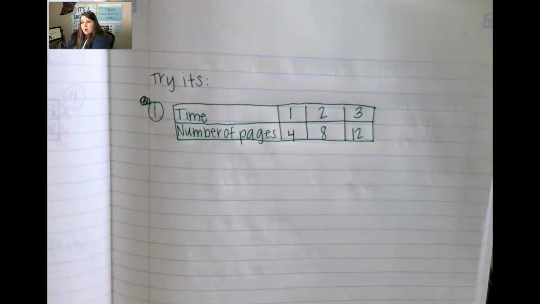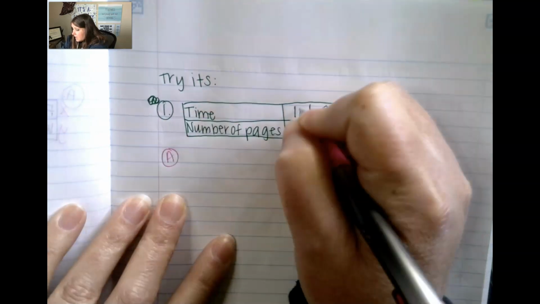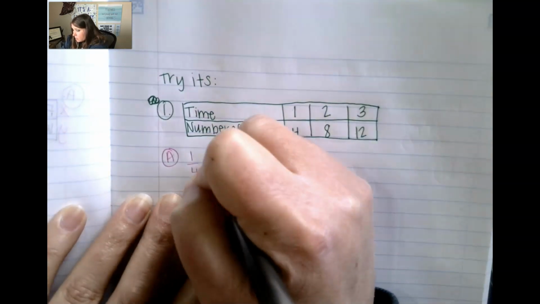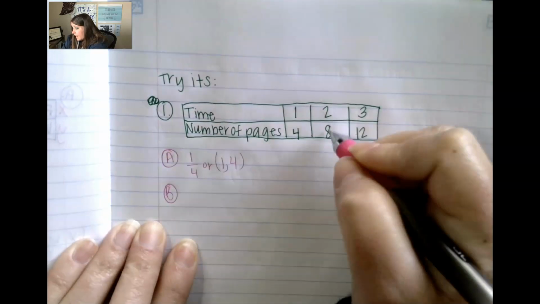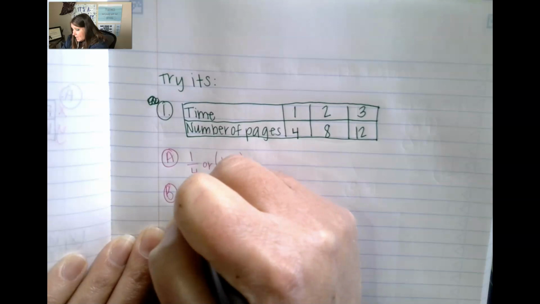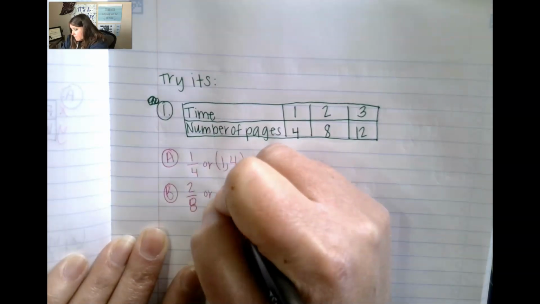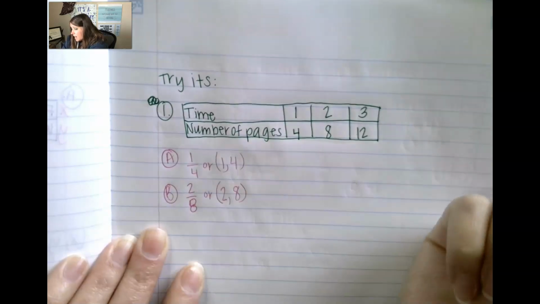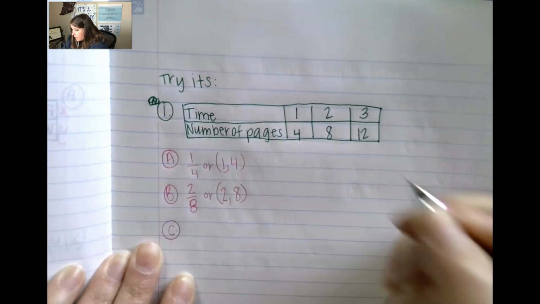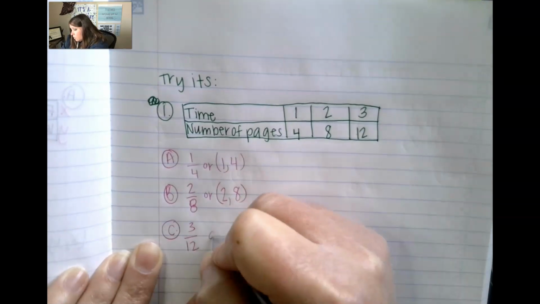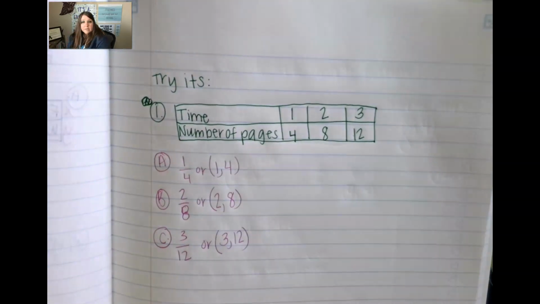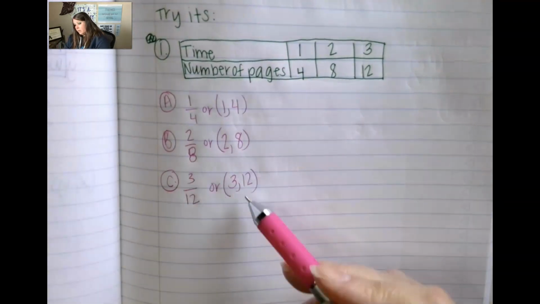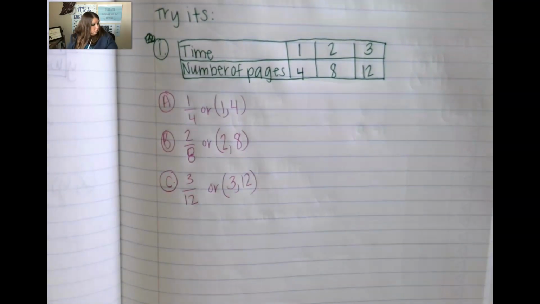All right, so first let's create our ordered pairs. So point A, we have 1 over 4 or 1 comma 4. That's our ordered pair. At point B, we're going to have 2 to 8. Our ratio is 2 to 8. Or we're going to have 2 comma 8, x and y. On the last one, point C, we're going to have 3 to 12 or 3 comma 12. All right, so our job now is to graph this. Now that we have our ordered pairs, there's the 3 ordered pairs right there. We're ready to graph.